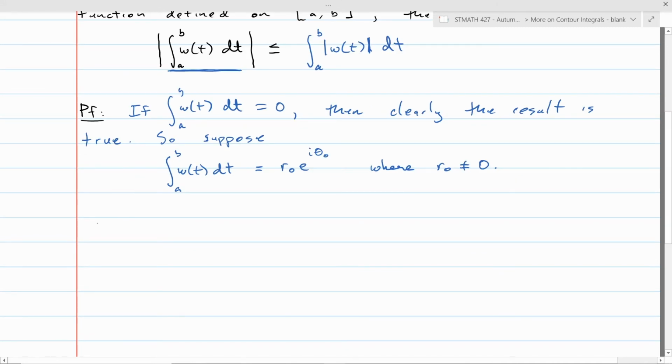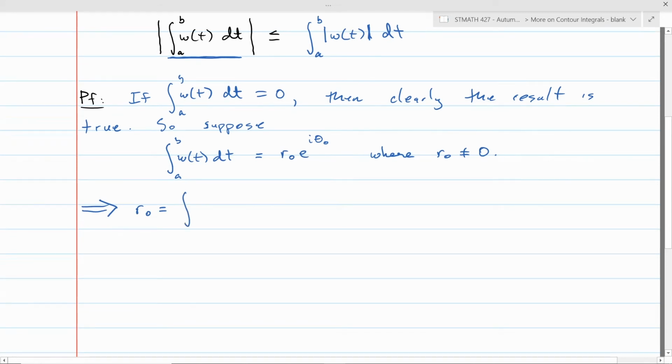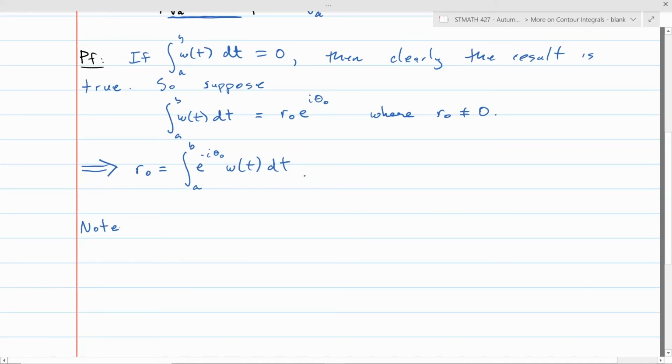So you can do a little bit of a clever thing here. We could solve for r naught in this previous equation. We could write that as, just divide both sides by e to the i theta naught and move it inside the integral, and you'd get r naught equals the integral from a to b of e to the negative i theta naught times w of t dt. The thing to note here is that r naught is a real number because it's the radius of the complex number. In fact, it's a non-negative real number, but right now what really matters is that it's real.